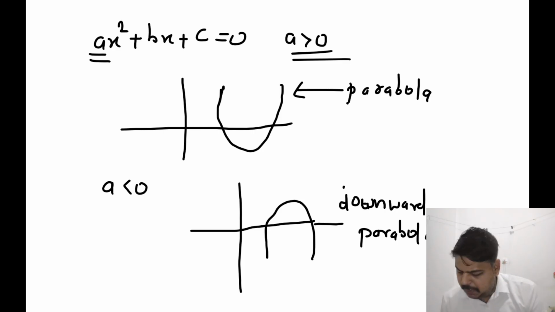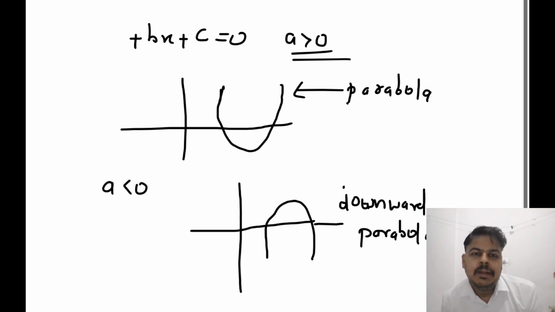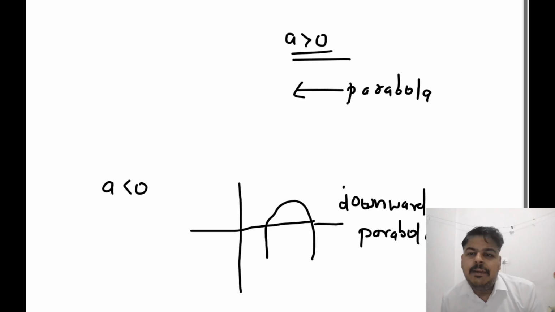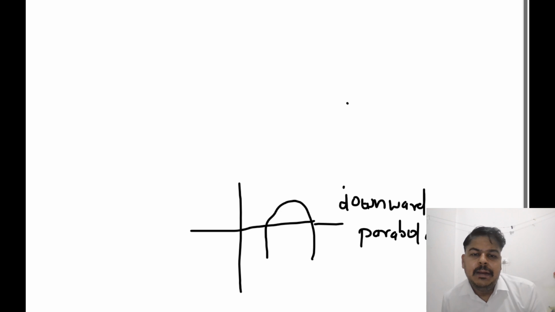So, let's discuss the second thing. Now, if a is greater than 0 and there are two roots of the equation, then it must be an upward parabola.